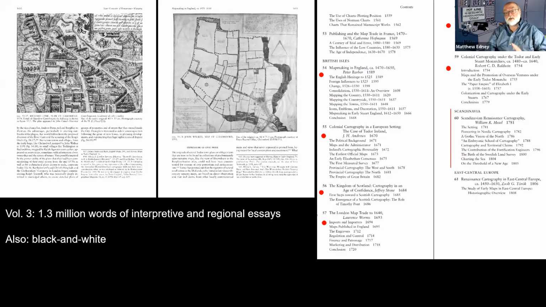Now, against that is the fact that Harley and Woodward urged their authors to think about maps as social documents, social instruments, as cultural documents. And that led a lot of the authors to investigate maps in new ways and write about them in new ways. So that was one of the reasons the volumes grew much bigger than the initial plan. The initial plan, by the way, was for 4 volumes totaling 1 million words.